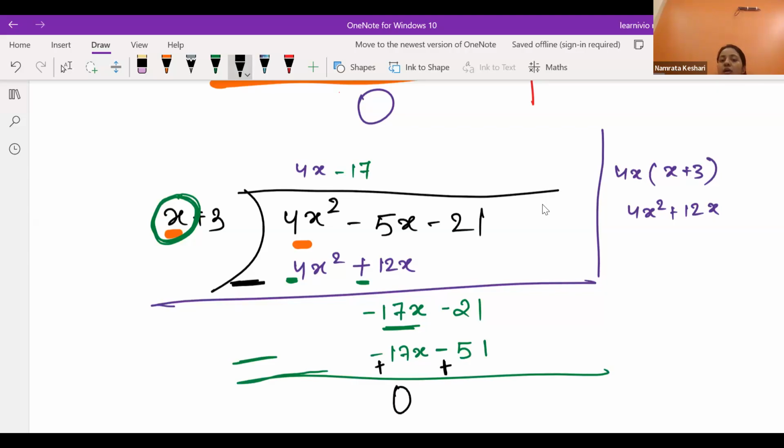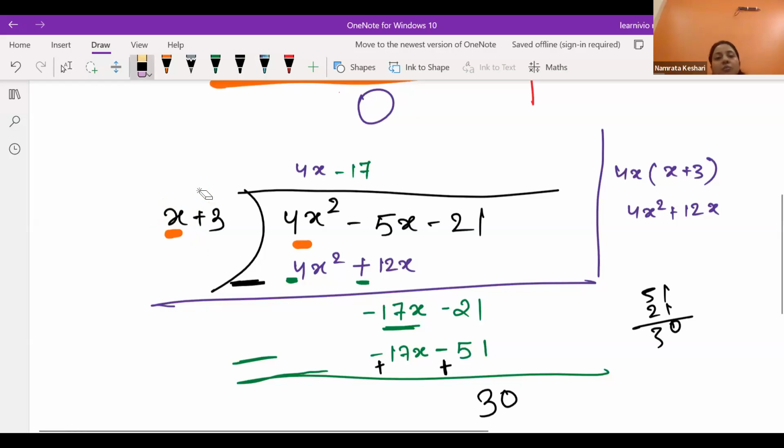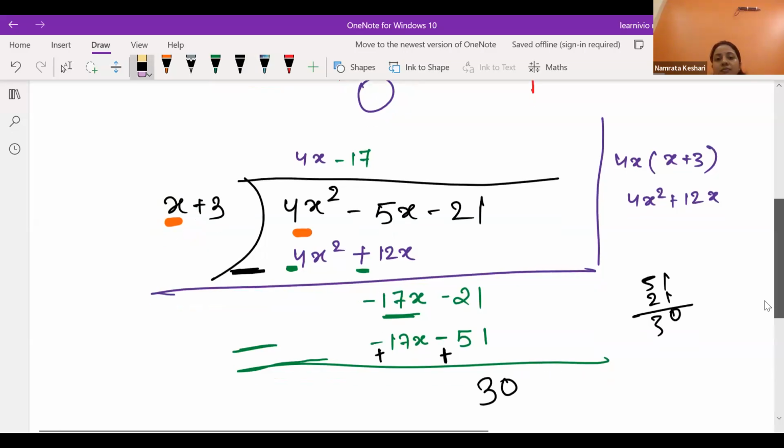You are getting 0 here and minus 21 plus 51. Minus 21 plus 51, integer chapter concept you need to use. 51 minus 21, 30 is your remainder. And you are done. Is it clear? Remainder can also come. But when you will do factorization, you will not be getting remainder. Is it clear? Yes, ma'am, it's clear.